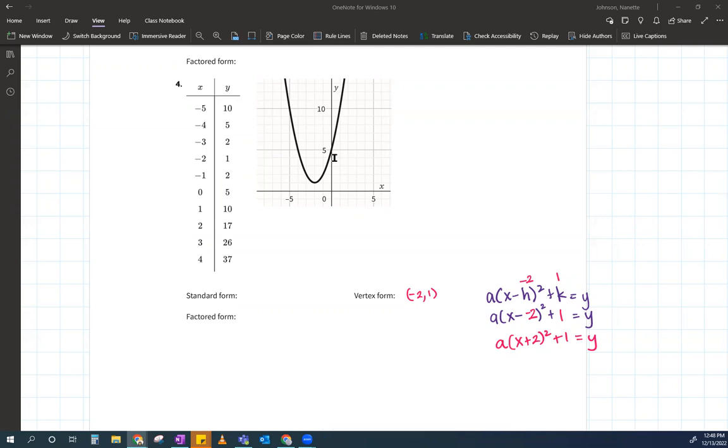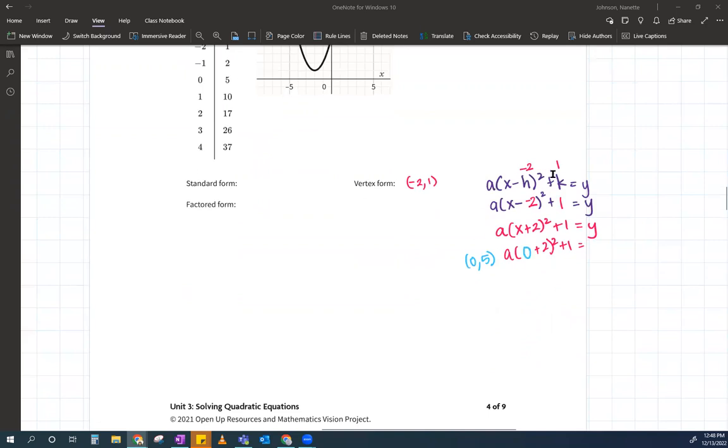So everything stays the same: a(x plus 2) squared plus 1 equals y. Instead of putting x, I'm going to put 0, and instead of y, I'm going to put 5. Okay, so far so good. I know you're thinking, wait, I remember this: plug in my vertex, I get this; plug in a point, now I'm trying to find a. So here I get 2 squared, which is 4a, plus 1 equals 5.